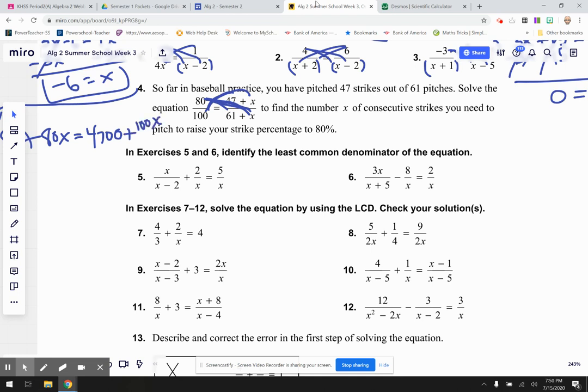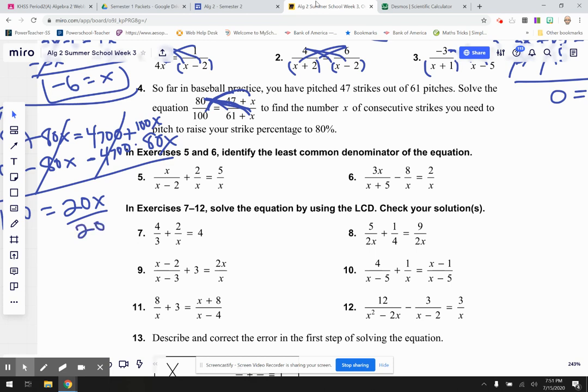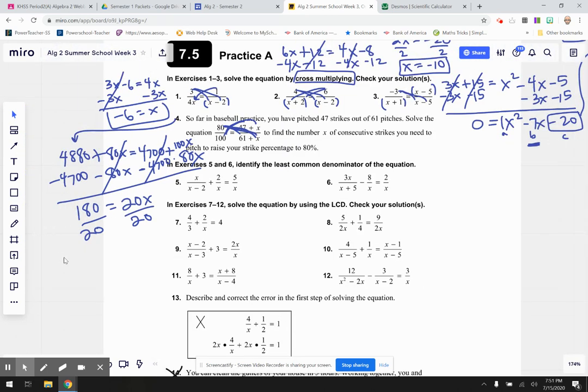All right, now if we want to keep the x positive, we're going to subtract the 80x on both sides. That means we've got to subtract the 4,700 on both sides. So the 4,700s cancel out, the 80x's cancel out. You're left with 180 equals 20x. And when you divide by 20 on both sides, there you go.